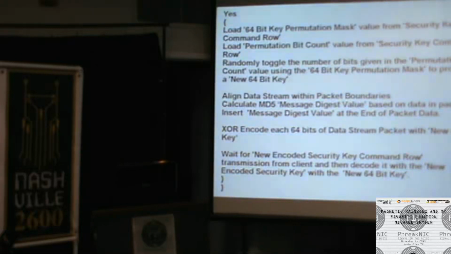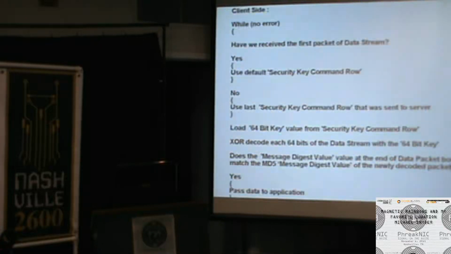So I'm taking an XOR key, and I'm just permutating it. I'm just taking a mask and changing it. And the client computer, we'll go to the next slide, and this is more of the server side. We'll go to the client side, which is the next slide. On the client side, the client watches for this permutation to happen. And so the server's talking to the client, and they both are in sync.